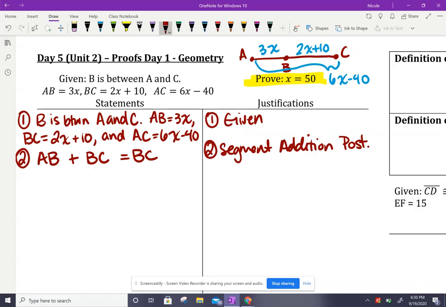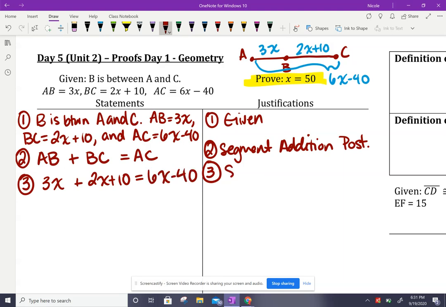Now I need to figure out how to get all of the math information in there. And so I'm going to use the substitution property. We talked about the substitution property before. We're going to take all those pieces and substitute them in. So AB was 3x plus BC was 2x plus 10, and AC is equal to 6x minus 40. So we used substitution property to put all of that information into our proof.